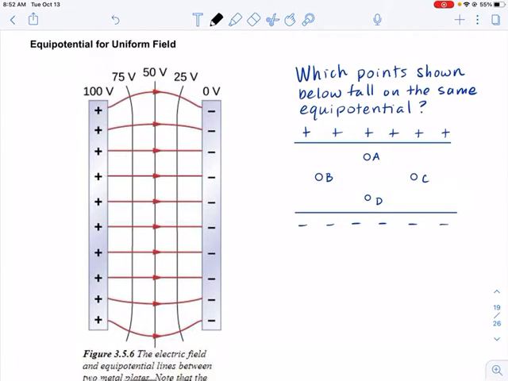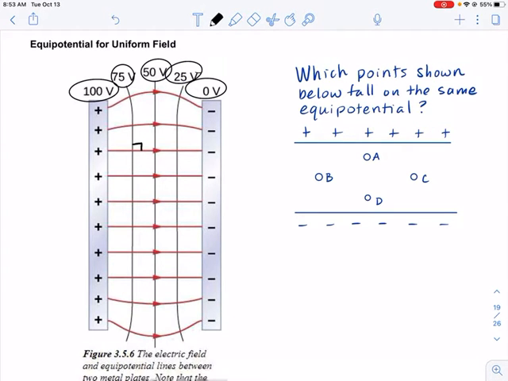Finally, for a uniform field, the equipotential lines are parallel to the plates. They're perpendicular to the electric field. And the field works on a gradient. So if we've got 100 volts on one plate and 0 volts on the other plate, then right in the middle is 50 volts. And right between 50 and 100 is 75. Right between 0 and 50 is 25.